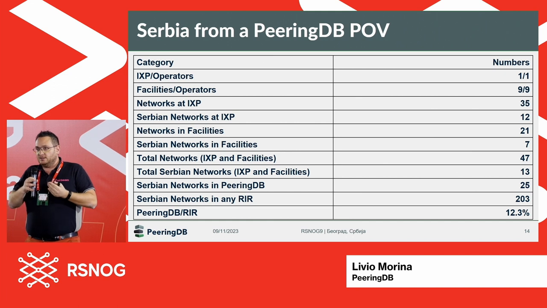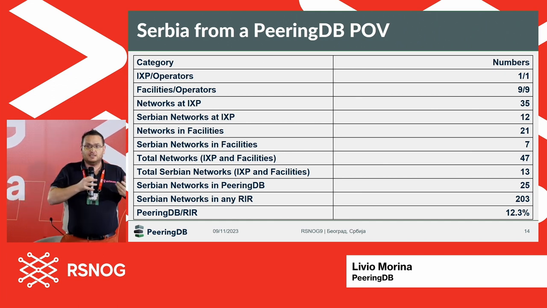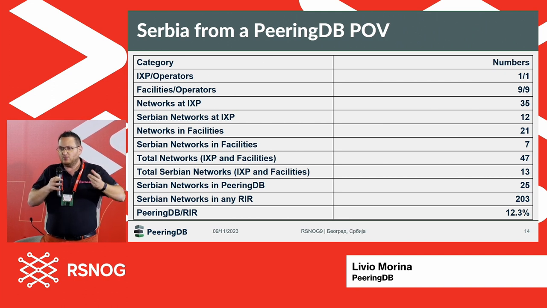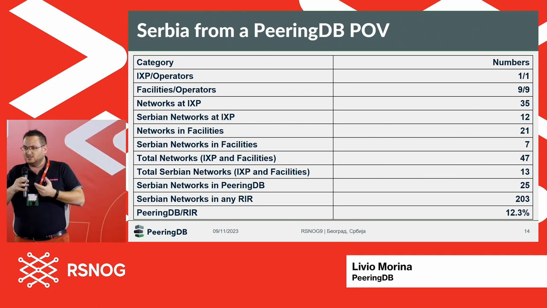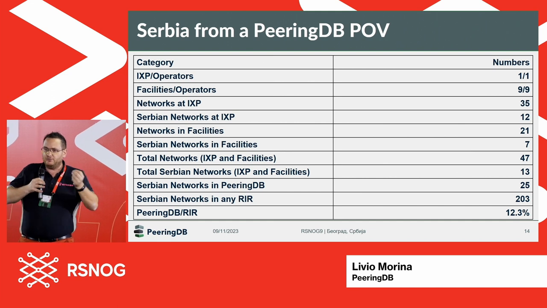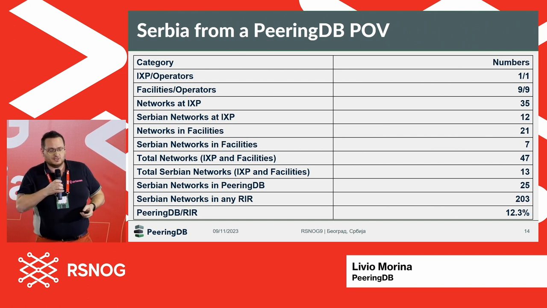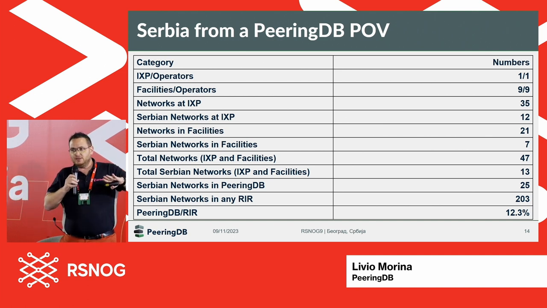It is normal that we don't have 80% or 100%, because maybe some AS is related to a bank, to someone that is not interested in developing a perfect peering or a perfect exchange. Maybe they will have two uplinks, more than enough, and nothing more is interesting for them. But 12% is a bit low.